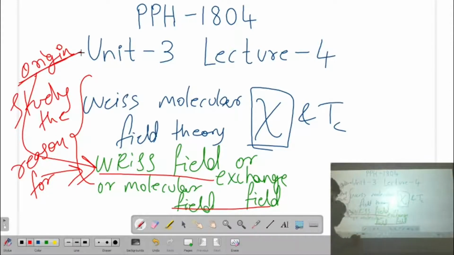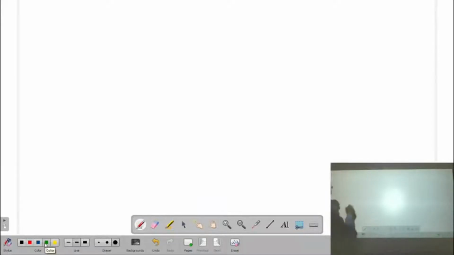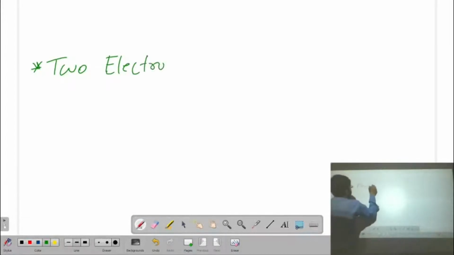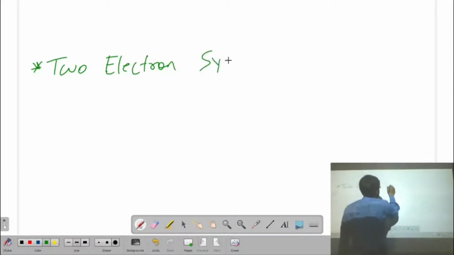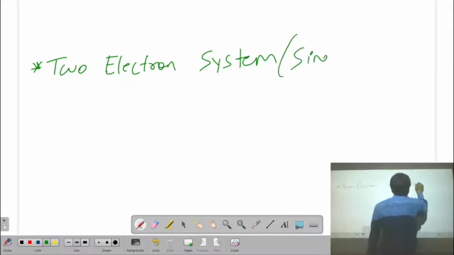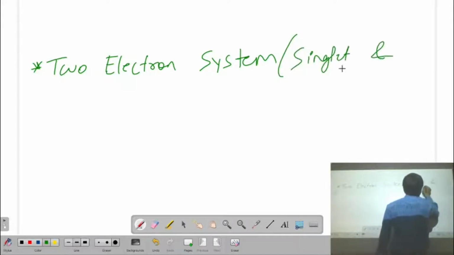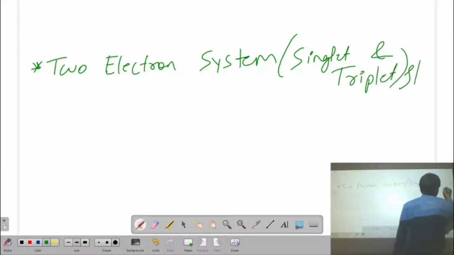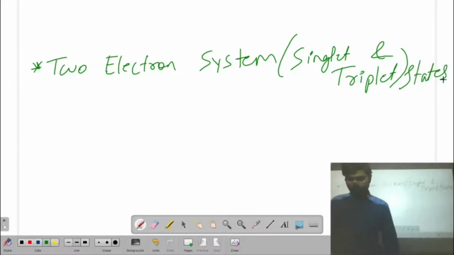Now, today we will see the two-electron system having singlet and triplet states, right? Singlet and triplet states.